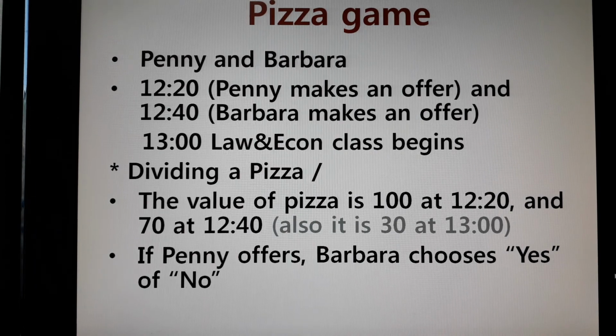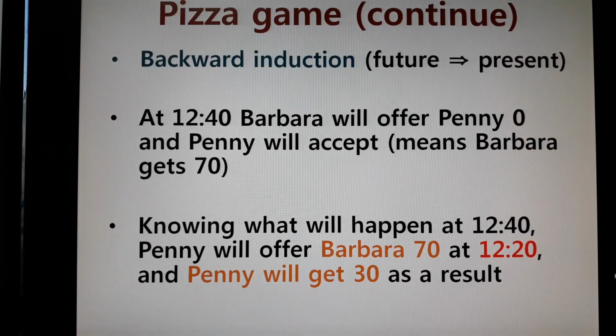Okay, in that sense, think about 12:40. Both of them know that if at this time Barbara makes an offer, Penny will answer yes or no. If Penny says no, then neither Barbara nor Penny gets any pizza. They will get 0. Which means Barbara will offer Penny 0 or almost nothing. The value of pizza at 12:40 is 70, so Barbara could basically offer Penny, maybe you get 1, I get 69. But then mathematically, Barbara can offer, you get 0.1, I'll get 69.9, something like that.